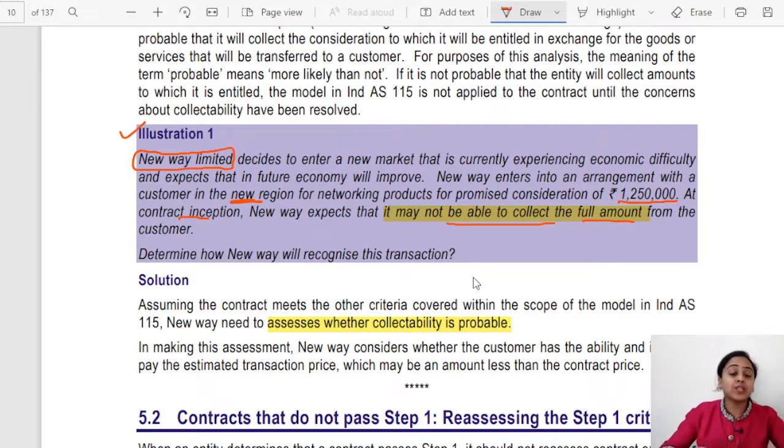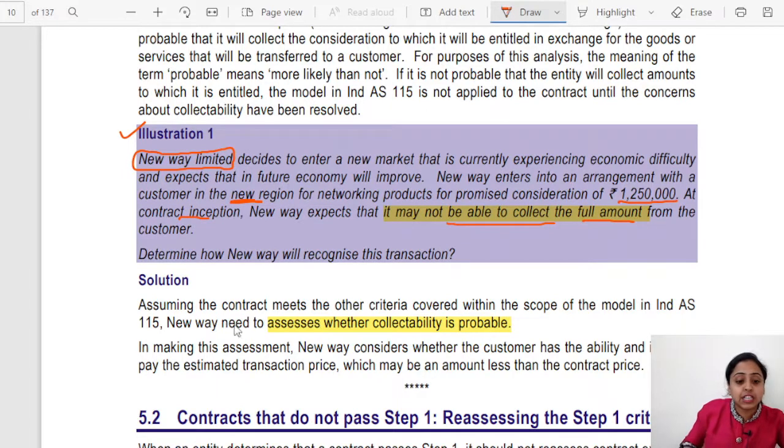Now, as you know, there were 5 important points given to recognize the revenue. There was one particular step which said that there should be high probability that the amount will be collected, that the promised consideration will be received. Since here there are lesser chances that the company will be able to collect the full amount, therefore you cannot record the revenue.